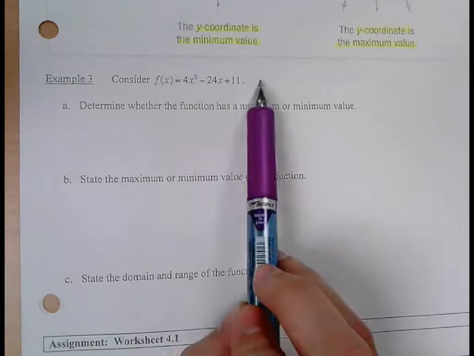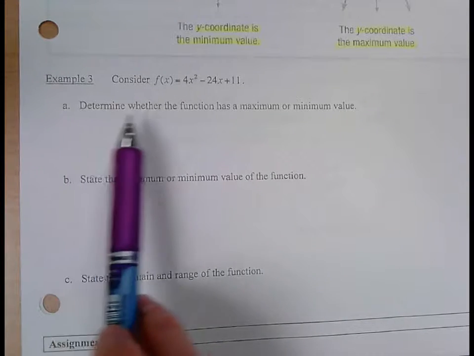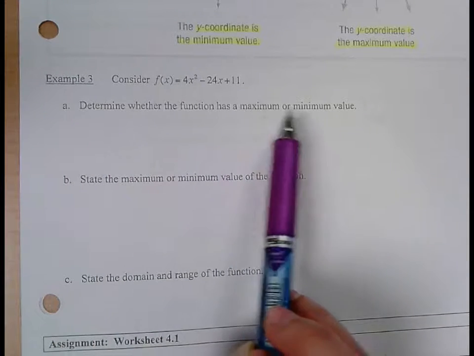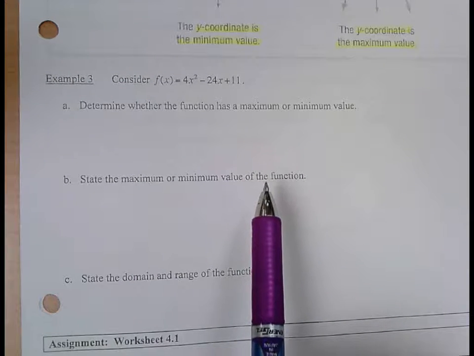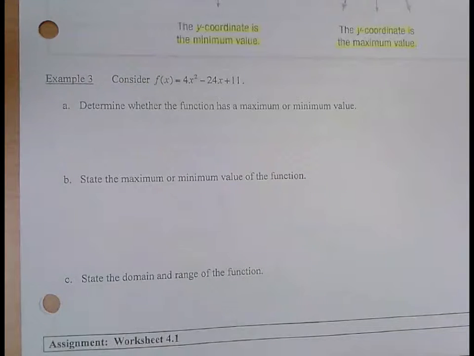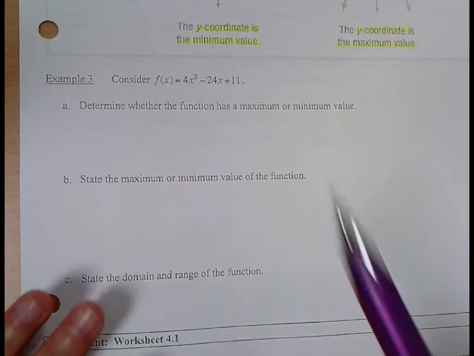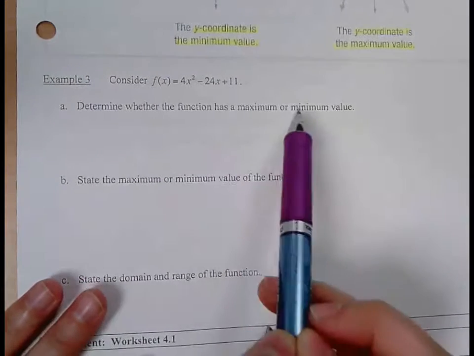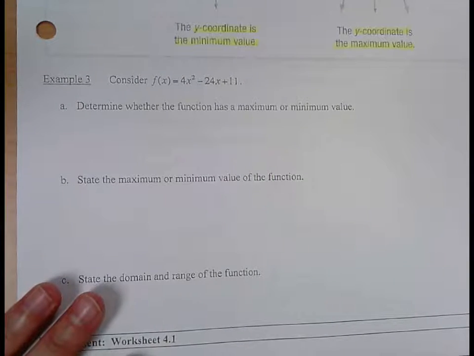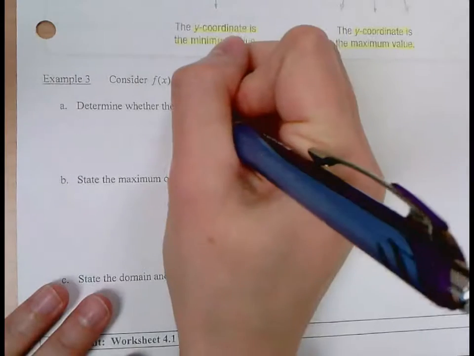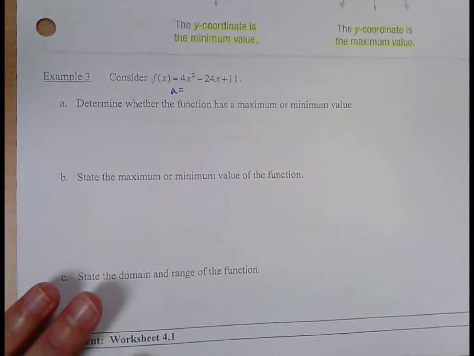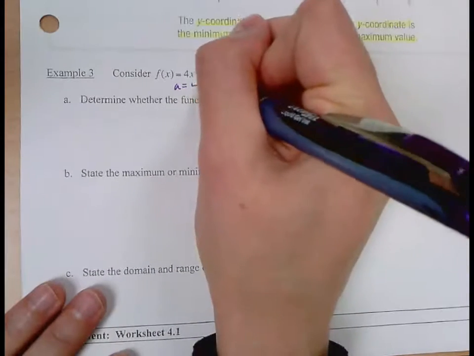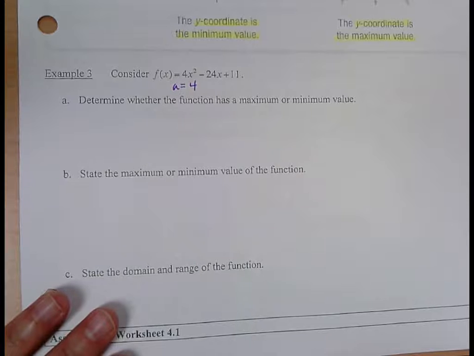So you're given a function. It says determine whether the function has a maximum or minimum value, and then in part B, state what that value is, and then in part C, state the domain and range. And again, this is all without graphing. So to determine whether a function has a maximum or minimum, all you need to know is what the a value is. What's the a value of this function in example 3? 4. 4 is a positive number.